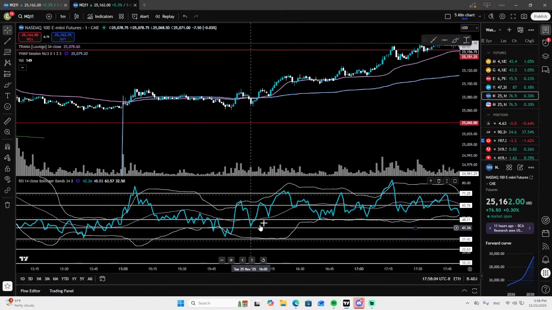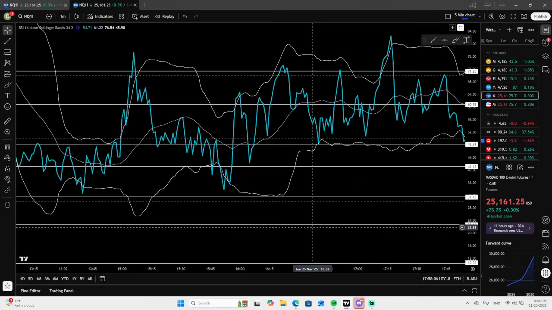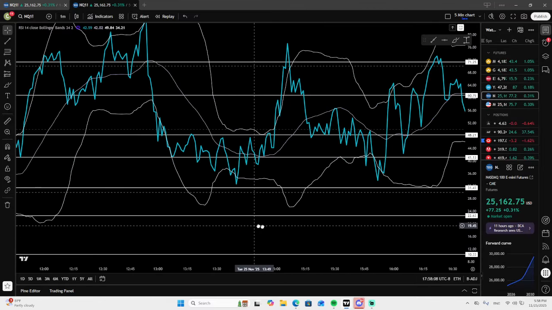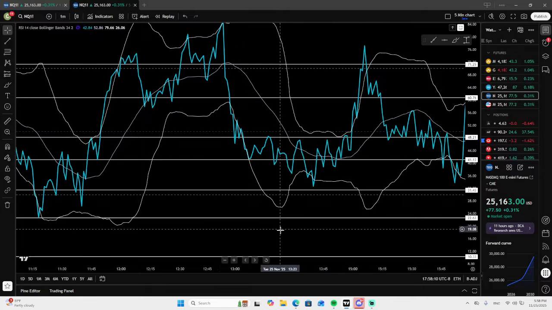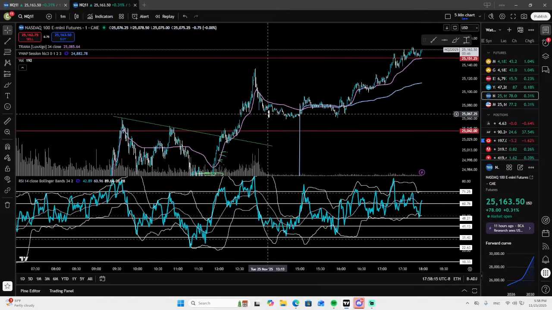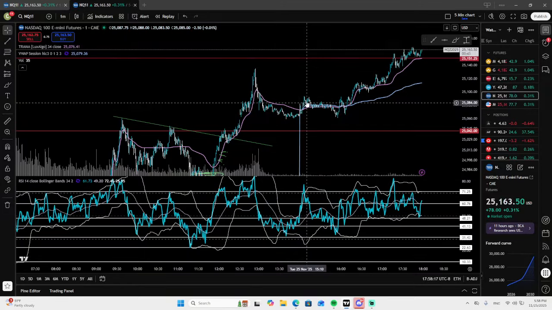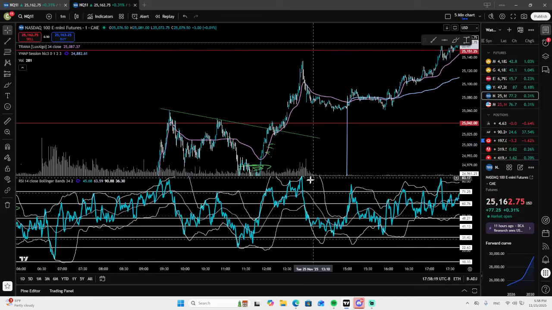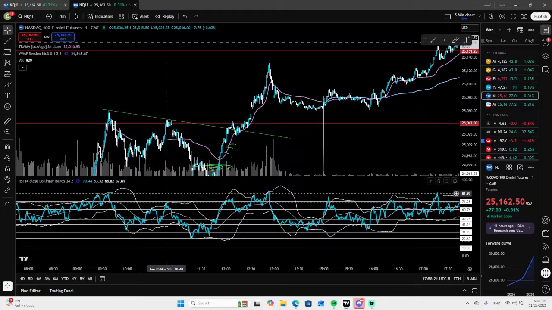I mean, we had this bottom divergence here. We have divergence here. Let's see what price was doing around this area. Yeah, we were just consolidating, and then we have that bottom divergence, and then we get that pop to the upside. We have this top divergence here that we rejected.